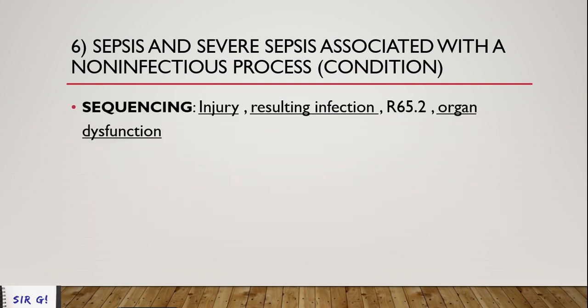Okay? So here's the sequencing. Injury, like burn, then the resulting infection, if any infection may happen, followed by R65.2 if there's an organ dysfunction, or if it's already a severe sepsis. And remember, your keyword: you can code for severe sepsis like R65.2 if there's already an organ dysfunction. But if there's no severe sepsis, you can just code the injury and the resulting infection. Okay? But if it's severe sepsis, you need to code R65.2 and the organ dysfunction.